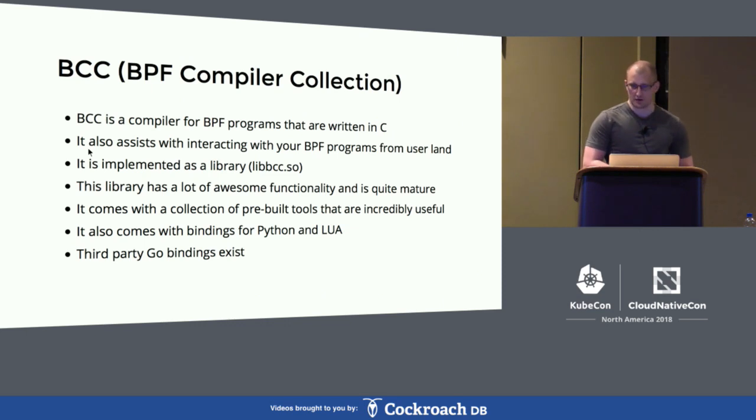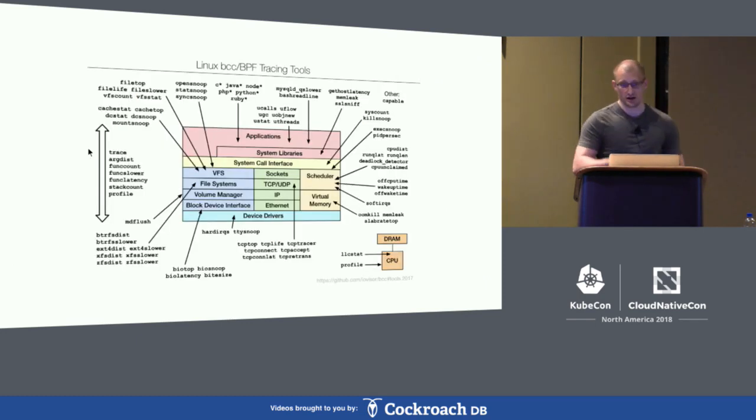So BCC is the BPF Compiler Collection. So you write your BPF programs in a version of C, and BCC will compile that for you and hand it off to the kernel. It also assists with you attaching events and interacting with kernel memory. It's implemented as a shared library, so libbcc.so. There's bindings in Python, Lua, and third-party Go bindings exist. So this library has a lot of really good functionality, and it's quite mature. In addition to the library, they ship a bunch of tools along with the library that are incredibly useful. I don't have time to go into them today, but I highly recommend anyone who's interested look at some of these tools.